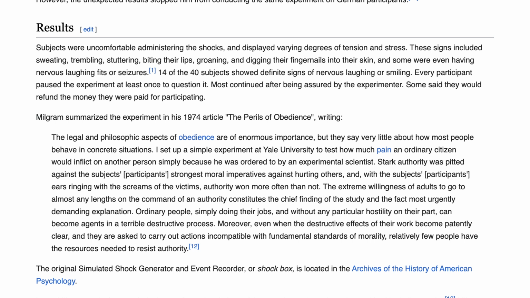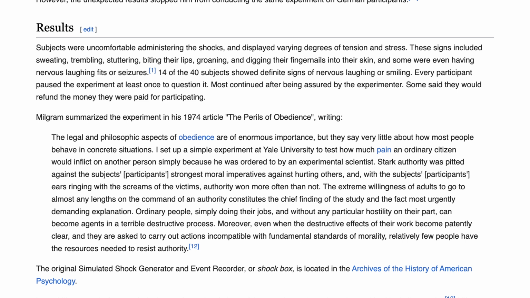Milgram summarized the experiment in his 1974 article The Perils of Obedience, writing, "The legal and philosophic aspects of obedience are of enormous importance, but they say very little about how most people behave in concrete situations. I set up a simple experiment at Yale University to test how much pain an ordinary citizen would inflict on another person simply because he was ordered to by an experimental scientist.